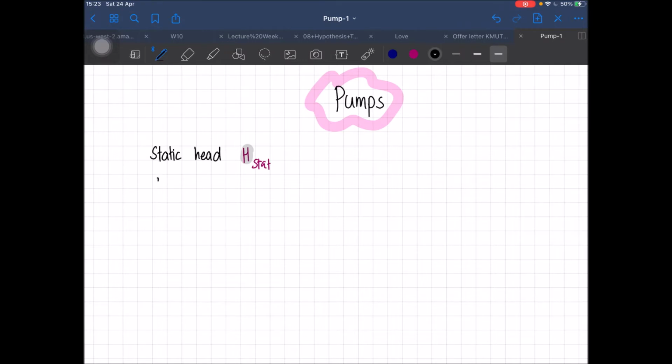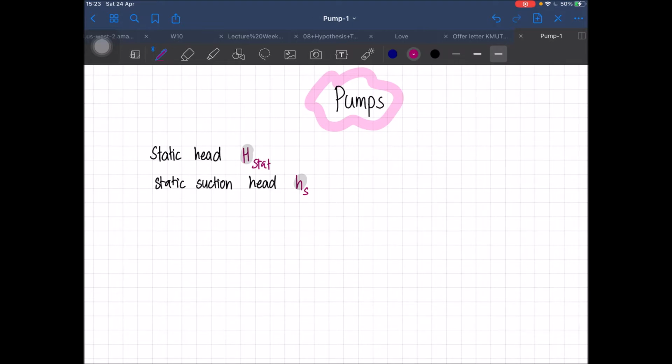Static suction head is the difference between the suction liquid level and the center line of the pump. Here we have the smaller s, not the capital S anymore. So don't get them mixed up.